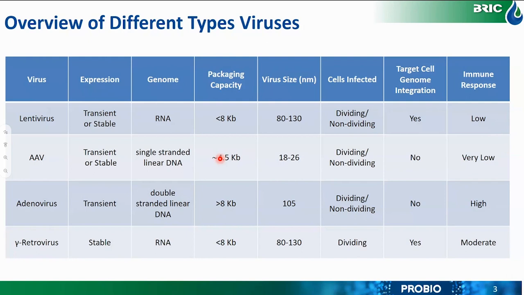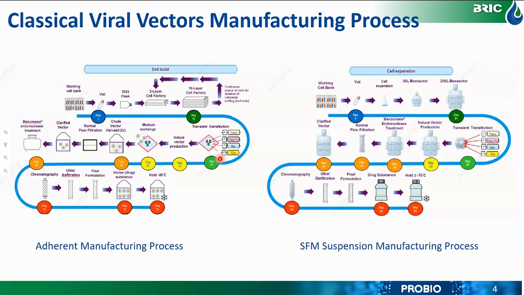like using the transfection system or stable cell line system, or you can also use the infection system to produce different kinds of viral vectors. Also, different kinds of viral vector have different capacities to deliver different sizes of genes. And different viral vectors have different virus particle sizes, from 100 nanometers. Also, different kinds of viral vector have different gene integration and different immune responses. So based on your project, you need to select the appropriate viral vector to deliver the gene of interest.